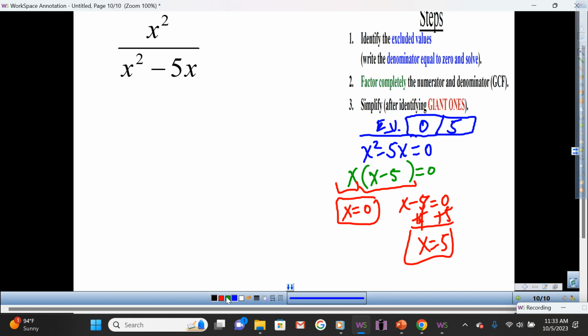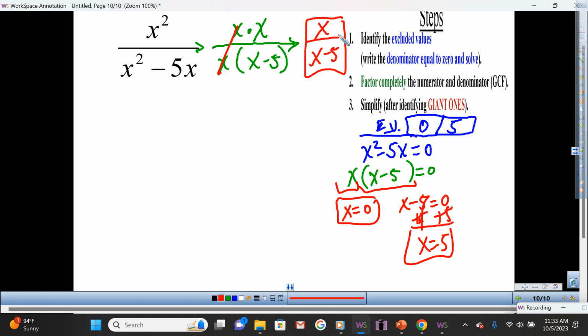So we're done with excluded values. Let's go to simplify. How do we write the numerator in factored form? Yeah, x times x. How about the denominator? What's the GCF? X, and we're left with x minus 5. Do we have a giant 1? Yes, x over x, and that leaves us with x over x minus 5. And we're done. Once again, remind your neighbor why we can't do another giant 1 at the end, please.